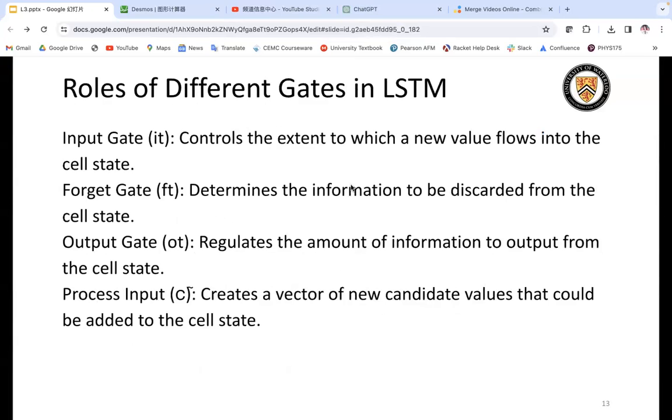The input gate simply controls the extent to which a new value flows into the cell state. The forget gate determines the information to be discarded from the cell state. The output gate regulates the amount of information to output from the cell state. And the process input C tilde creates a vector of new candidate values that could be added to the cell state.